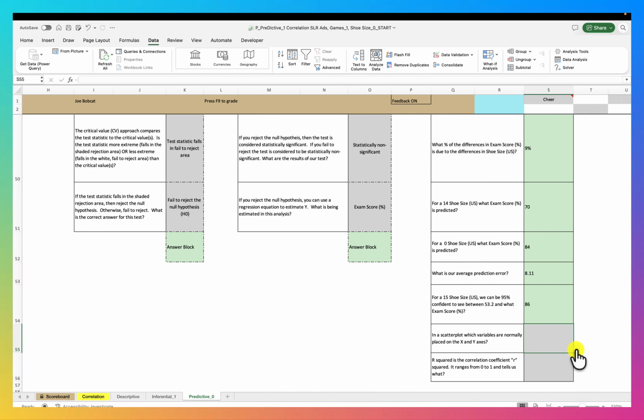In a scatter plot, which variables are normally placed on the x and y axes? X is the independent, and Y is the dependent, because Y depends on X. And the R-squared that we mentioned just a little while ago is how much variation in Y is due to X.